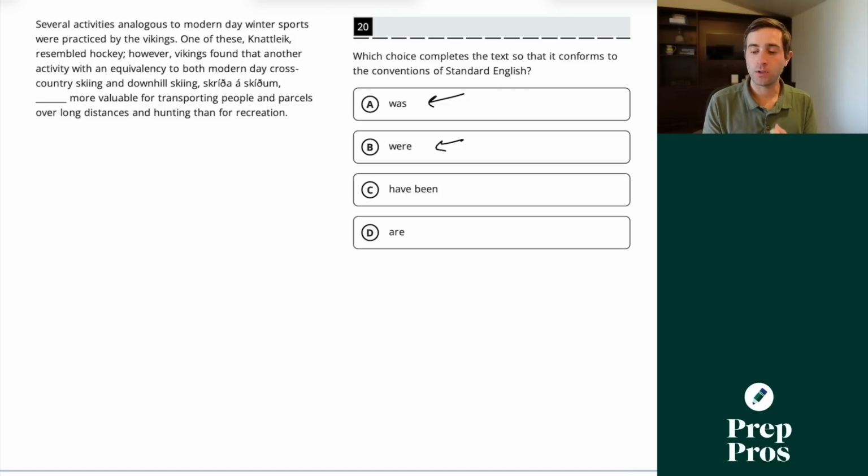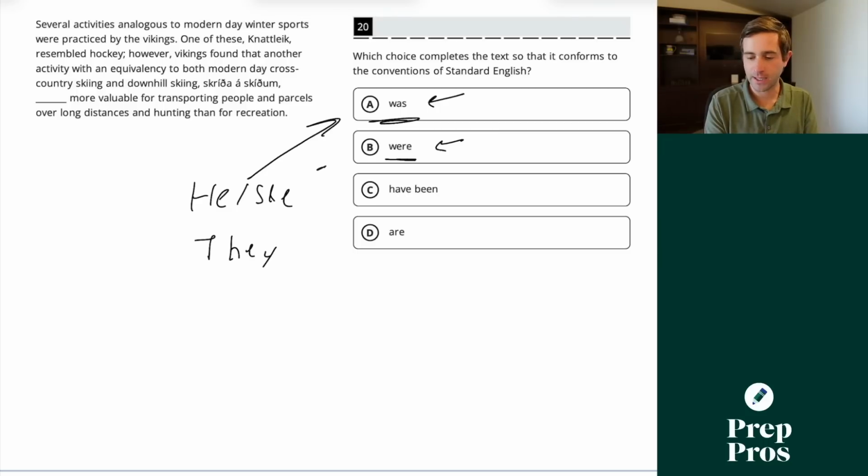So once you see this was versus were, you can very simply plug in he or she and they, and you're going to find an odd one out. You're going to see either only one works with these, or one doesn't work. So here we can only say he or she was. We cannot say he or she were, he or she have been, he or she are. That's how we can tell that A is correct. But we could say they are, they have been, they were. We cannot say they was. This is why you can think of this as your odd one out.